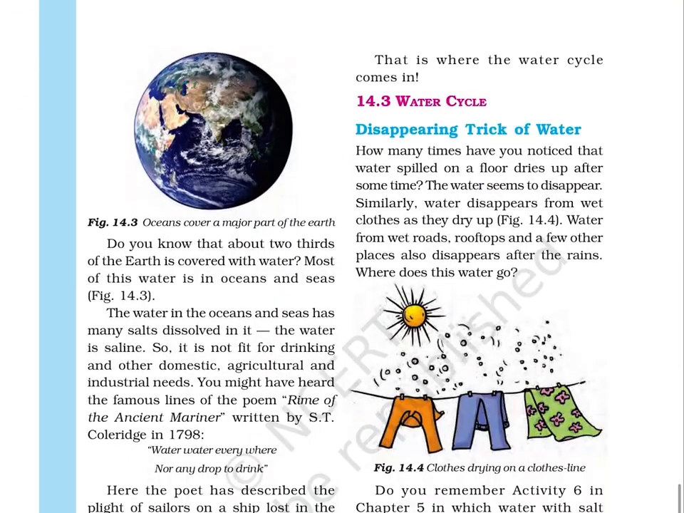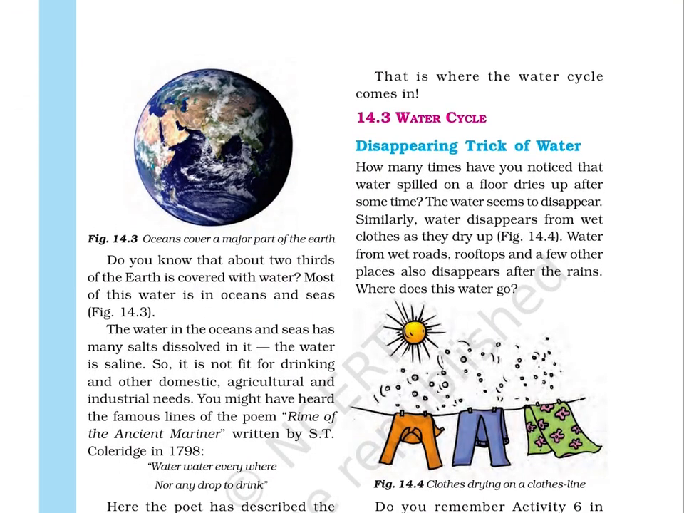Figure 14.3 shows oceans cover a major part of the earth. Do you know that about 2/3 of the earth is covered with water? Most of this water is in oceans and seas. The water in the oceans and seas has many salts dissolved in it. The water is saline, so it is not fit for drinking and other domestic, agricultural and industrial needs.